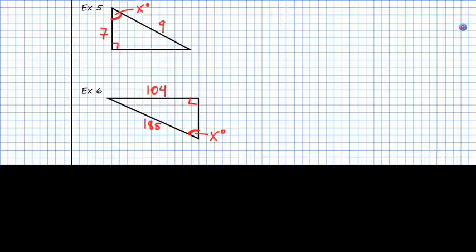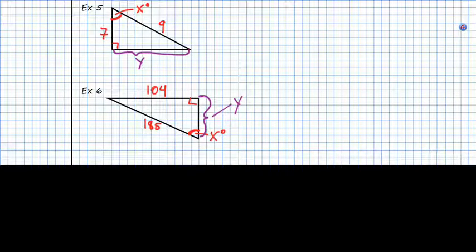Alright, so now I'm going to be making this a little bit more complex. I'm going to find x, and now I'm also going to find a length, which will be called y. So in this problem, we're also going to find the length y.